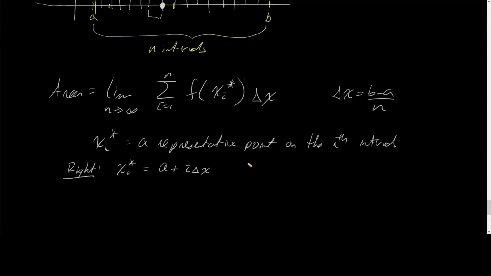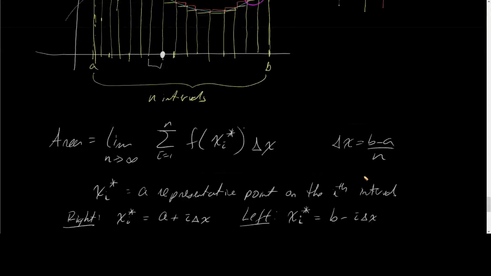We also have left endpoints. The left endpoints can be defined by letting x sub i star be equal to b minus i delta x. And essentially there, we're working in a similar way, right?